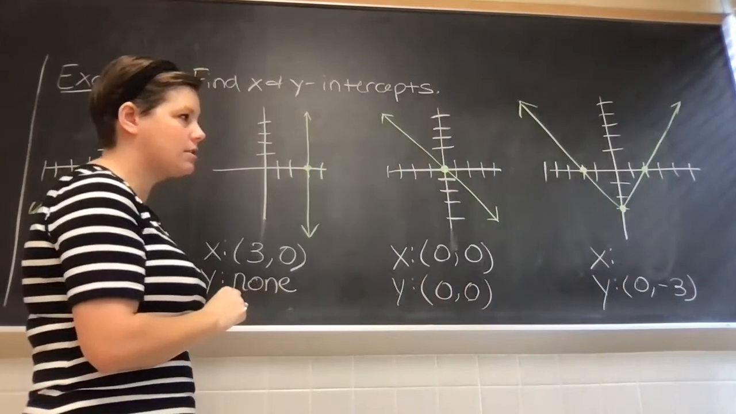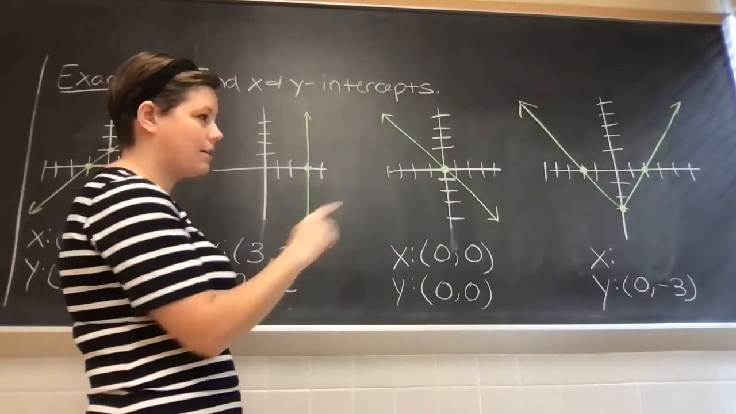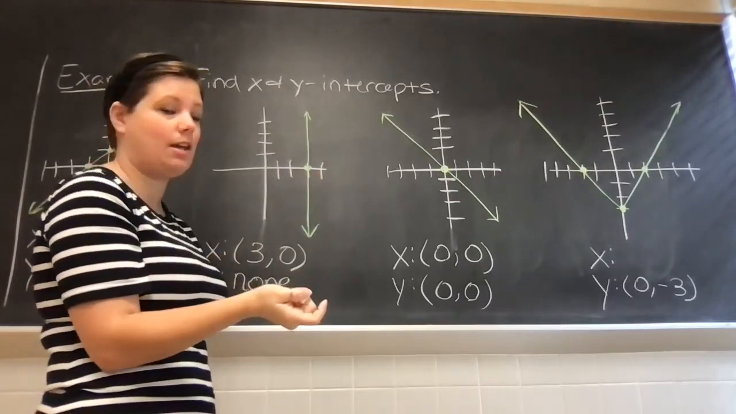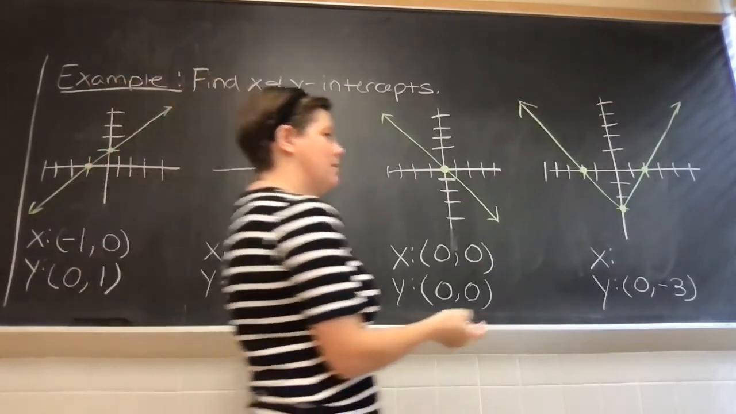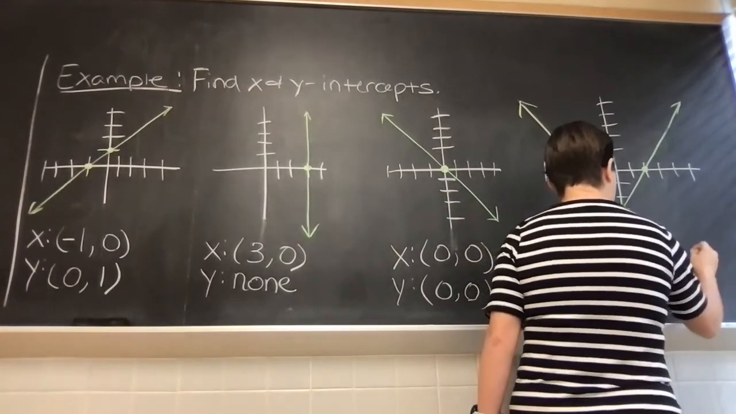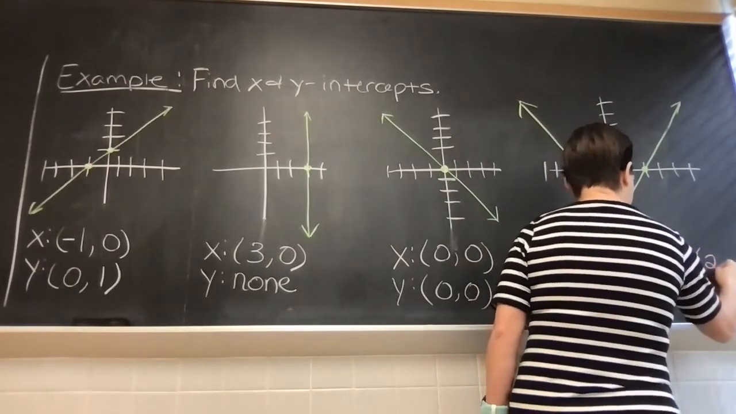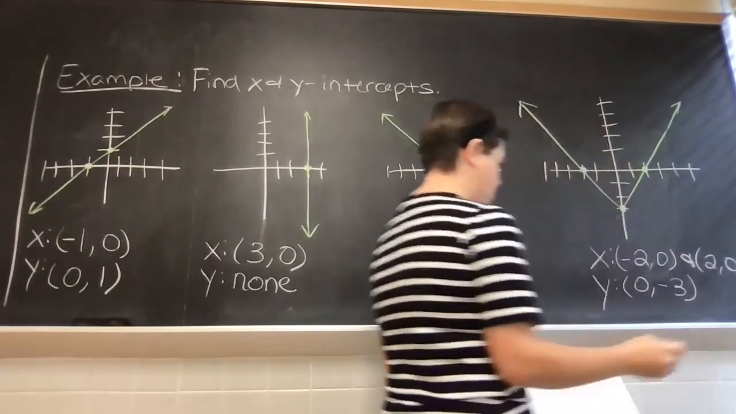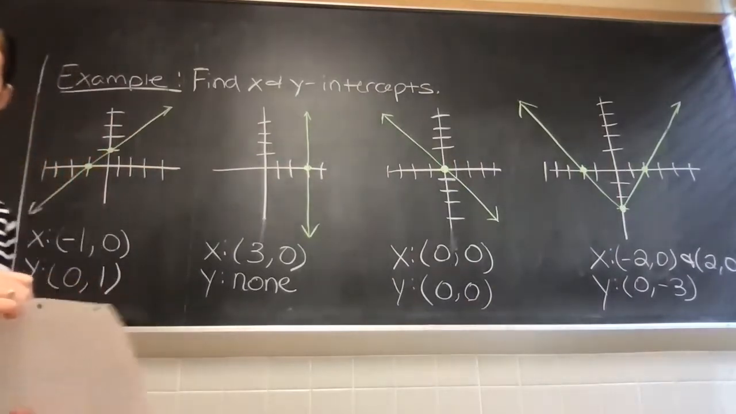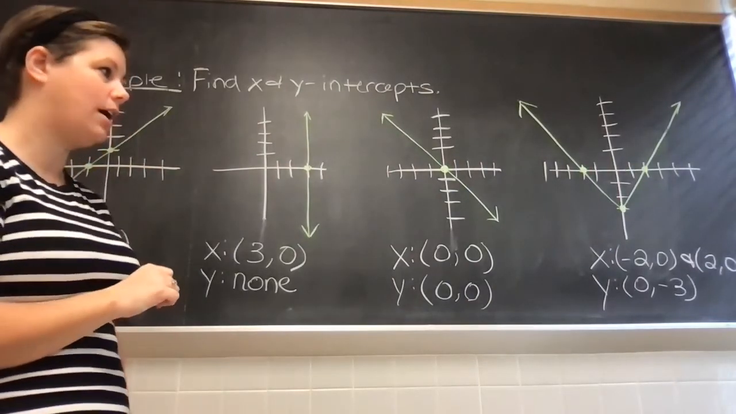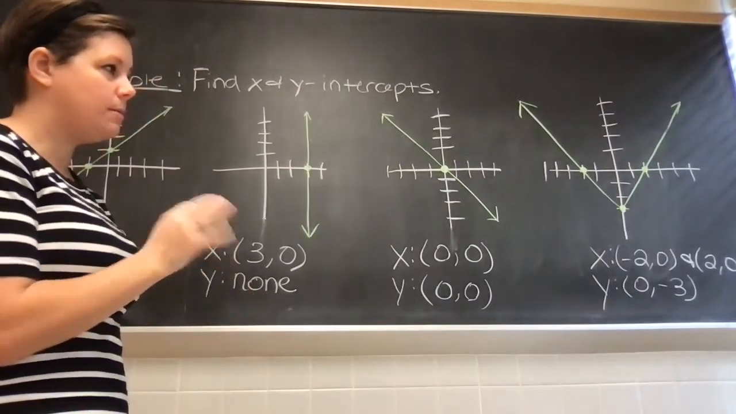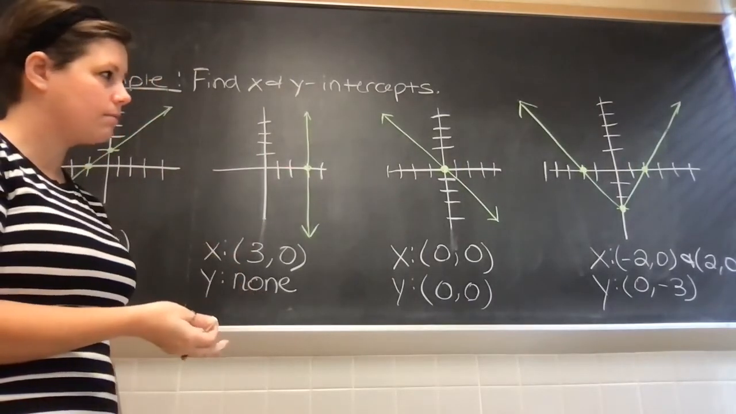Now, where are my x-intercepts? Well, I actually have 2 in this case. It crosses in 2 different places. So I have it at x equals -2 and at x equals +2. So you can have more than one x-intercept. You could have more than one y-intercept. It just depends on what your graph shows.